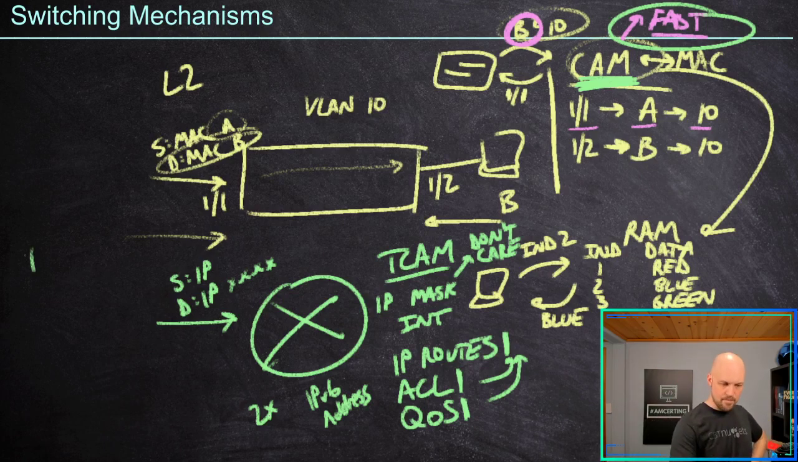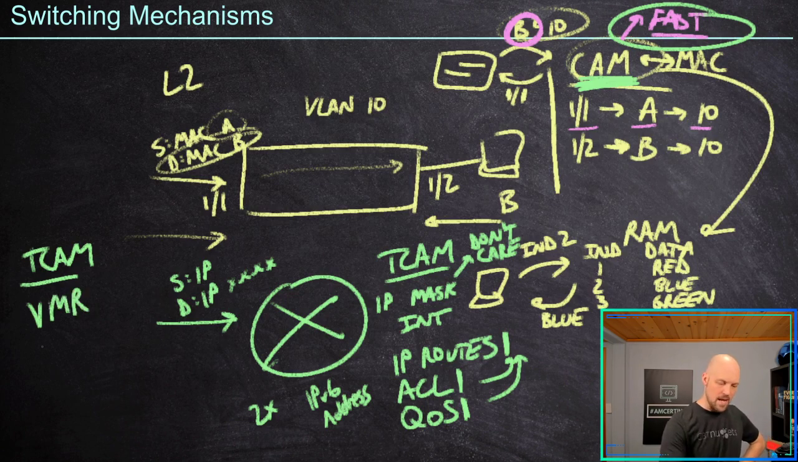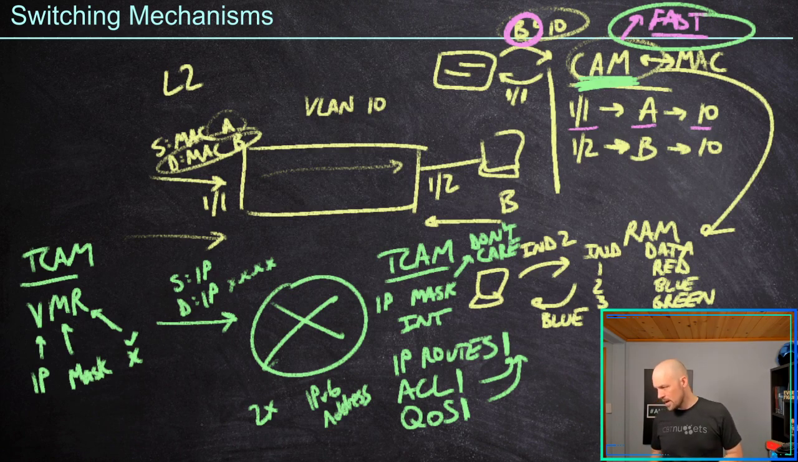All right, so with TCAM, we're going to store what they call value, mask, and result, or VMRs. Really, the value is going to be the IP address. The mask is truly just the mask. And the result is more or less a yay or a nay. From an access control list perspective, it could be a deny or allow. From a QoS perspective, it could specify which queue to place that traffic into. So it just depends on the scenario and what we're trying to accomplish.